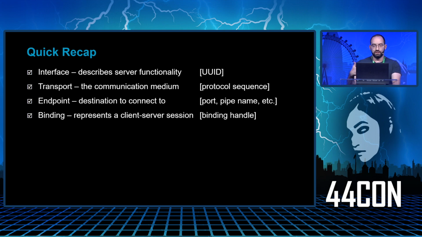The endpoint is the destination we connect to for our RPC connection, and its type depends on the transport. So we have a port for TCP or UDP, we have a pipe name for named pipes, etc. And lastly, the binding is the session between the client and the server. And it's represented by a handle on both sides.